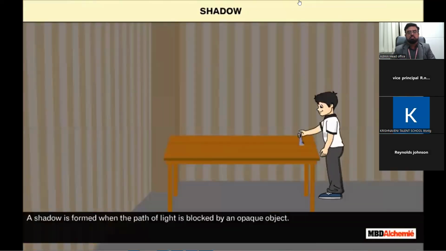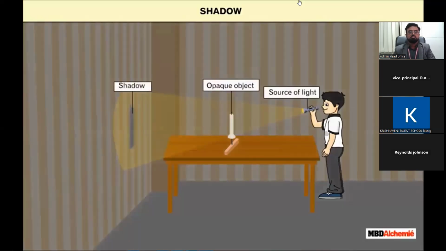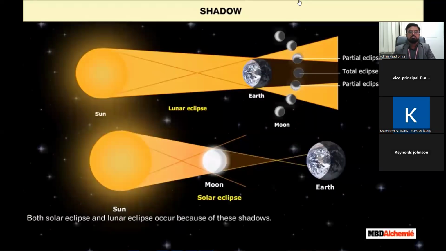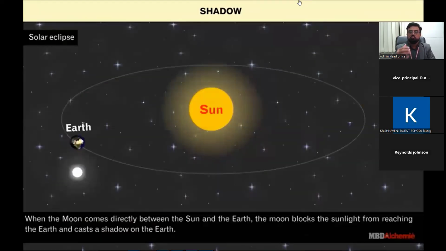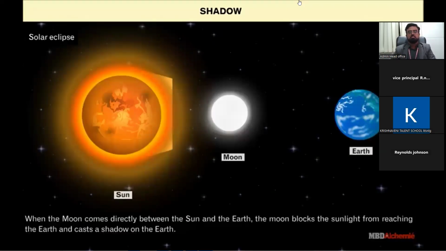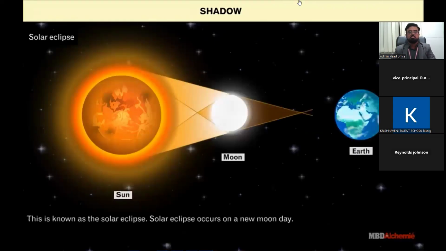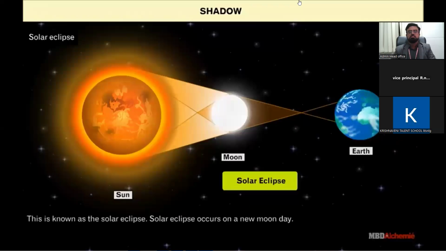A shadow is formed when the path of light is blocked by an opaque object. A shadow is always formed in the opposite direction of light. Both solar eclipse and lunar eclipse occur because of these shadows. Let us learn about both. When the moon comes directly between the sun and the earth, the moon blocks the sunlight from reaching the earth and casts a shadow on the earth. This is known as the solar eclipse. Solar eclipse occurs on a new moon day.